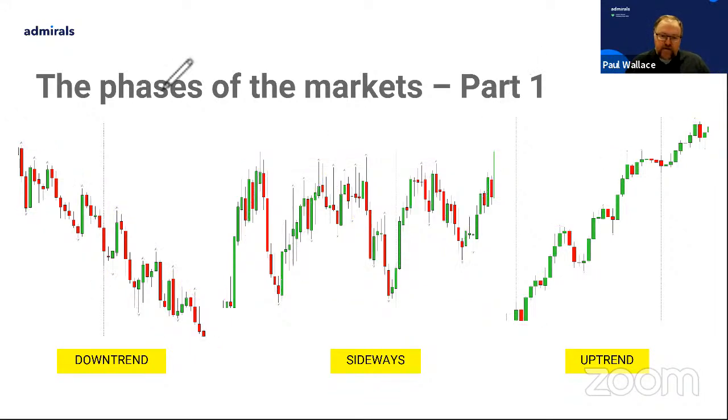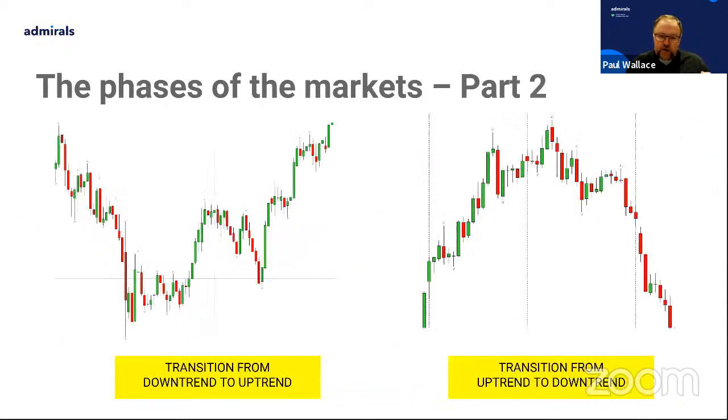So there are effectively, as I said, three simple phases there. And then there are a further two, which I would not expect beginning traders to really identify or recognize or understand, but with a bit of experience, you start to recognize. These are a bit more advanced, which is about understanding when a market is transitioning, on the left, from downtrend to uptrend, or on the right hand, from the uptrend to the downtrend.